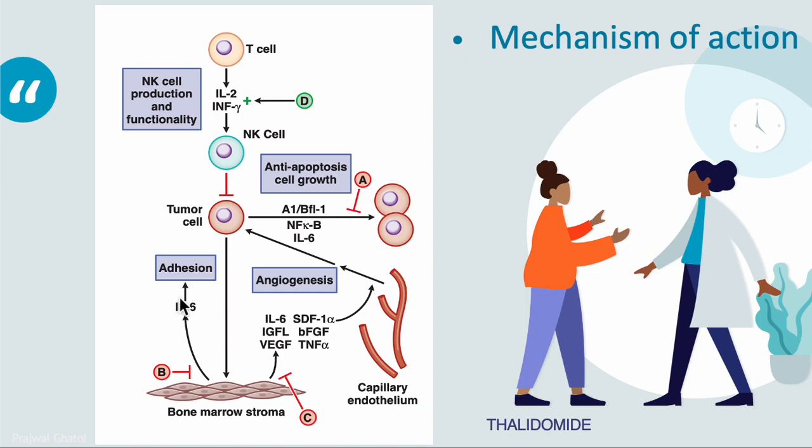interleukin 6 release. C is that it decreases angiogenesis by inhibiting the various factors that are stated here, and D is that it enhances T cell production, interleukin 2 and interferon gamma, and enhances the natural killer cells.